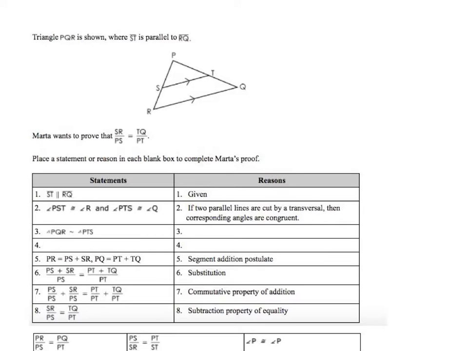Alright, so let's look at our last one. Triangle PQR is shown here, where ST is parallel to RQ, and Marta wants to prove SR over PS equals TQ over PT. So let's see what we have.